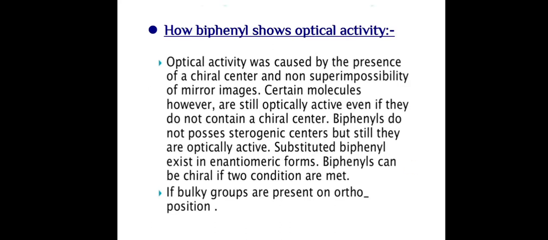Then, how biphenyl shows optical activity. Optical activity is caused by the presence of a chiral center and non-superimposability of the mirror image. Certain molecules, however, are still optically active even if they do not contain a chiral center. Biphenyls do not possess a stereogenic center, but still they can exist in enantiomeric forms. Biphenyl can be chiral if two conditions are met. First, bulky groups are present in the ortho position.